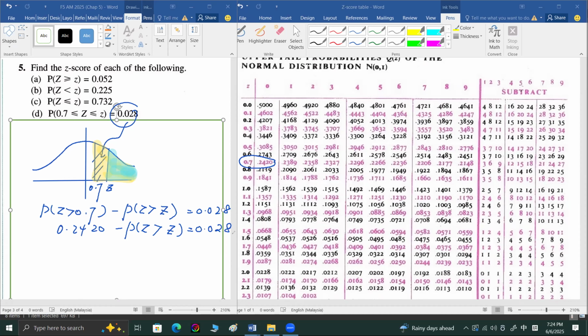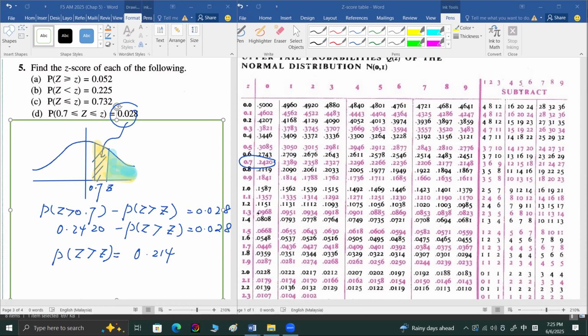I shift this one over here. Shift the 0.028 to minus. You get 0.242 minus this one. 0.242 minus, I got 0.214. Okay? So I copy like this. Okay, 0.214. Class, I'll let you try and see.